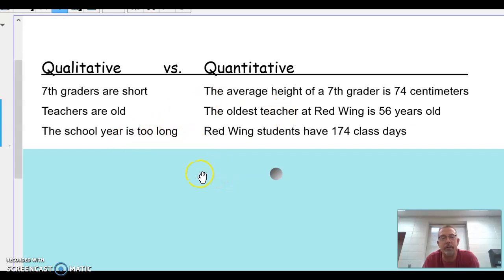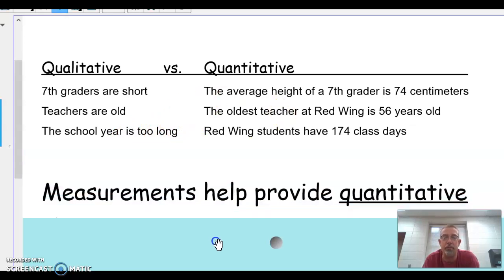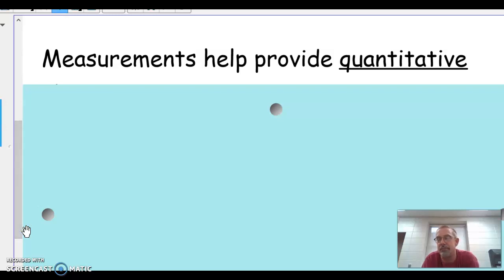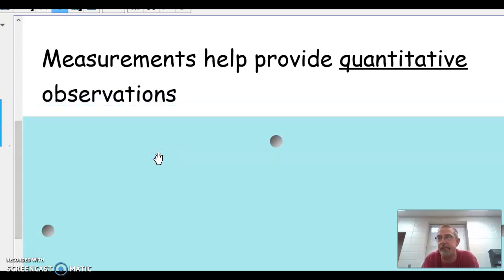But these are observations that we are going to use to help us understand the world around us. Oftentimes, especially this year, we are going to be doing lots of measurements. And what measurements are going to do is help provide quantitative observations. They involve quantities. So that's the difference between the two.